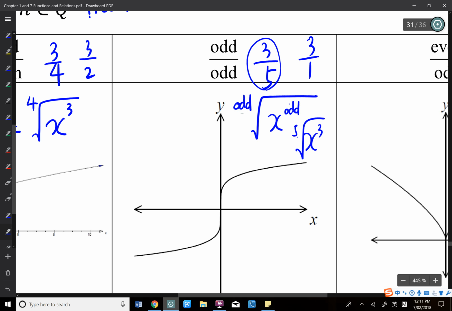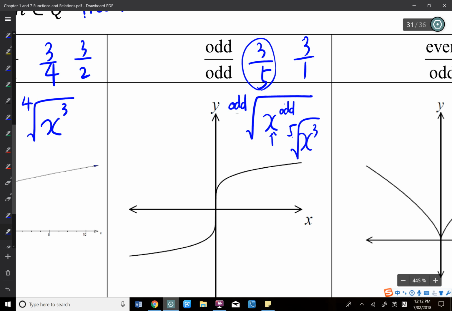Let's think about what will happen if I put a negative value in. I put a negative value into x. After the odd power, I will still have a negative number, right? A negative number take an odd root, what will it be? Negative number. So you have negative x value, give you negative y value. So that's why this graph will exist in the first and third quadrant. Okay, it will be in the first and third quadrant.